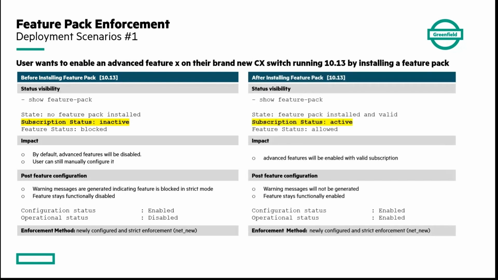After a valid subscription is installed on the switch, the state will be changed to feature pack installed and valid. Subscription will move to active mode and advanced features will be allowed. As an impact, advanced features will now be functionally enabled and no warning messages will be generated. The enforcement mode method still remains unchanged.